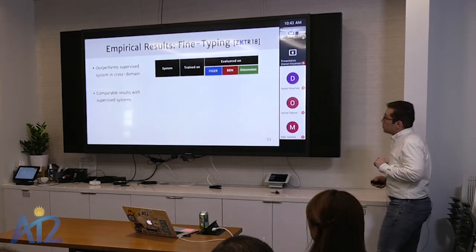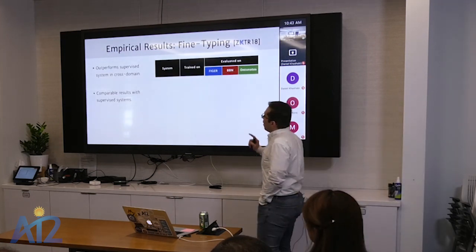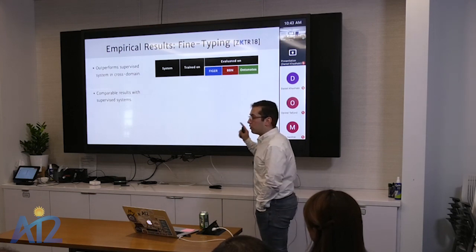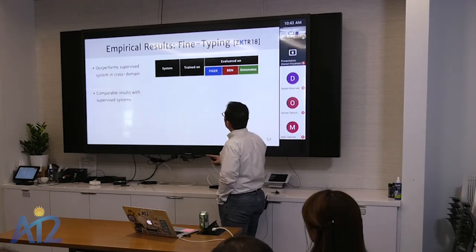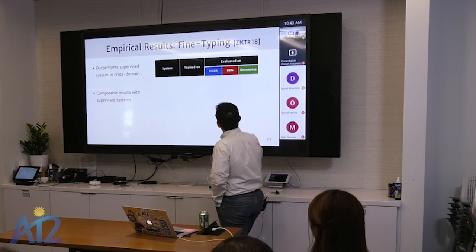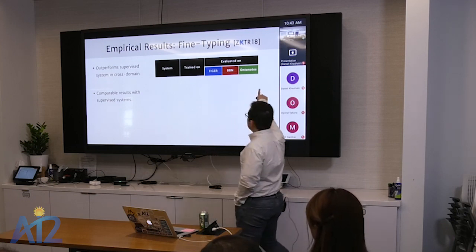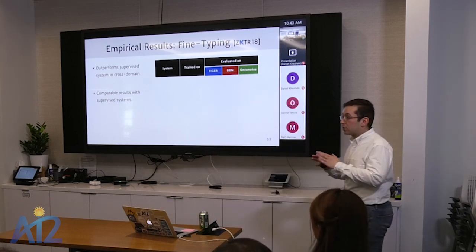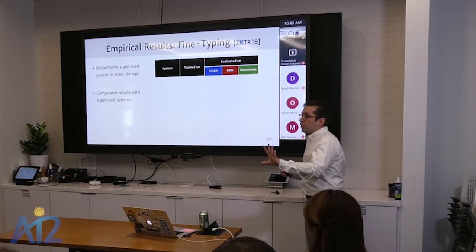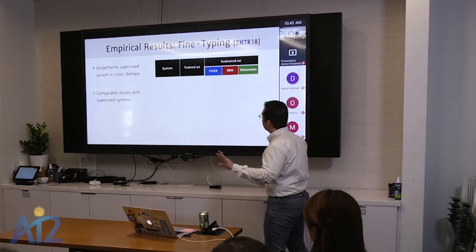Time for a little bit of evaluation. Here, I'm going to evaluate the systems on fine typing of entities. And I'm going to show results on 3 different data sets. Figer dataset, BBN dataset, and Ontonotes dataset. 3 completely different data sets with different collections of types.